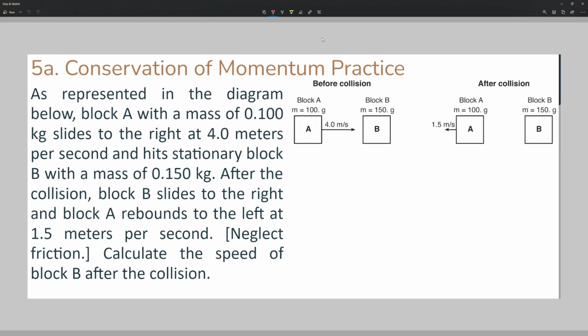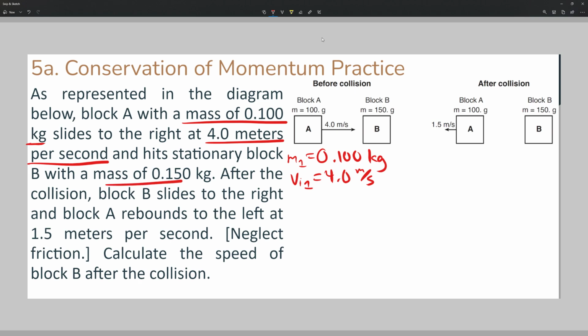Alright. So as represented in the diagram below, a block A with a mass of 0.100 kg, I want to call that mass 1, slides to the right at 4 meters per second. So the initial velocity of this object is 4.0 meters per second. It hits a stationary block B with a mass of 1.50 kg. So object 2 has a mass of 1.50 kg.